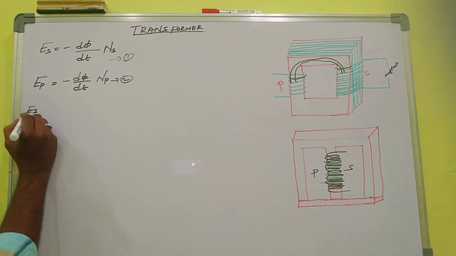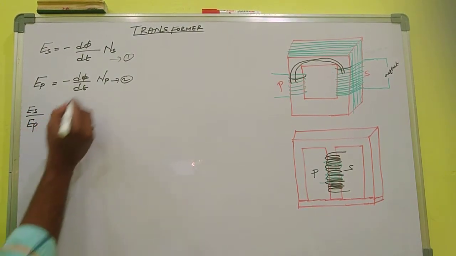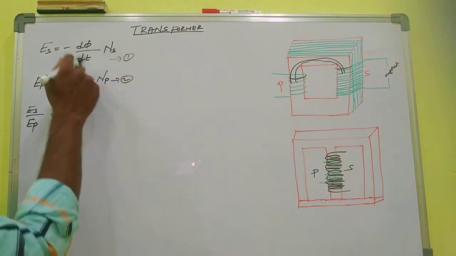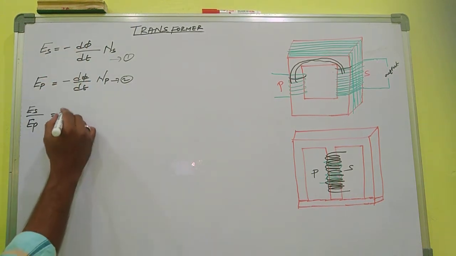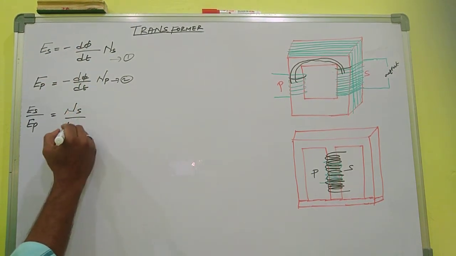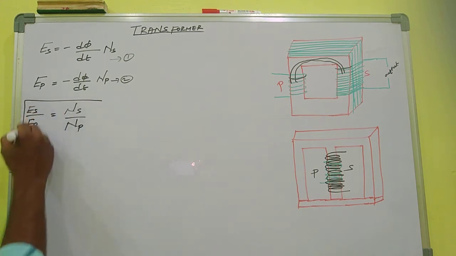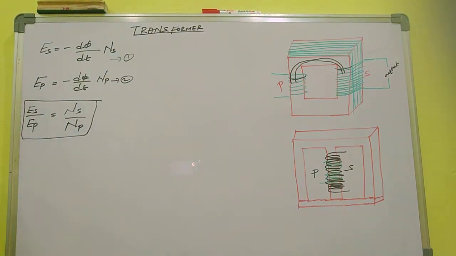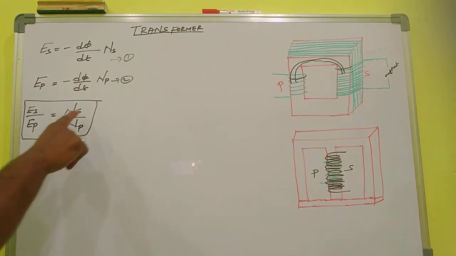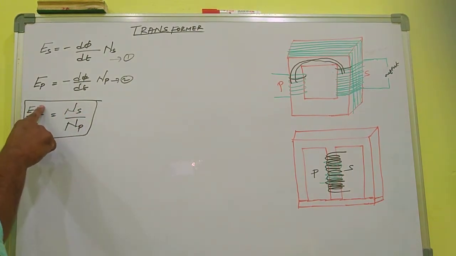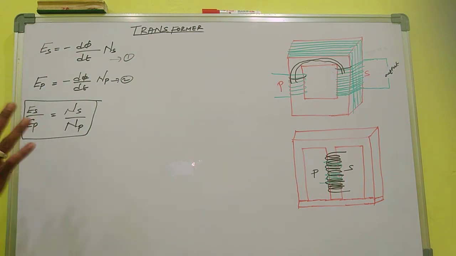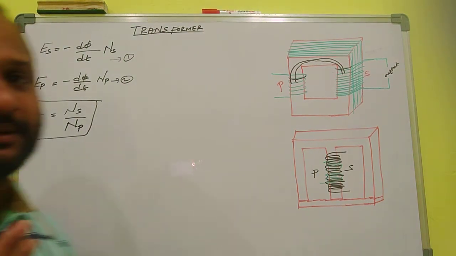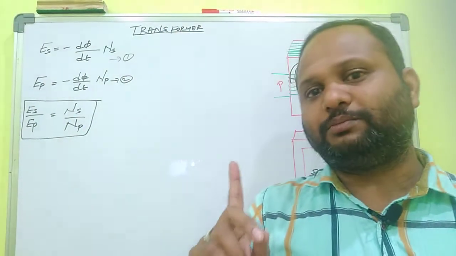Then ES by EP is equal to what? 2 by 1. These two terms get cancelled, so ES by EP is equal to NS by NP. Look at this expression. ES is directly proportional to NS, and EP is directly proportional to NP. That means if the number of turns is large, the EMF is large. If the number of turns is small, the EMF is small. So the EMF induced depends upon the number of turns. That is the most important thing.